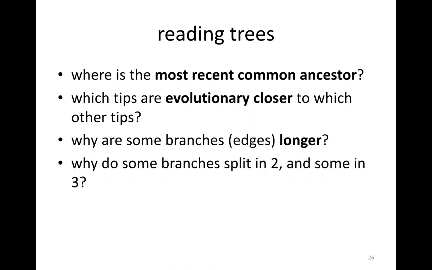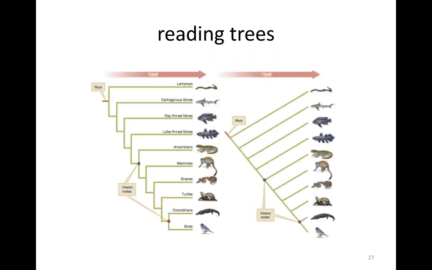Okay, so now we'll be discussing how we read trees and interpret them. For instance, if our question is what the most recent common ancestor of a group of species represented in a tree is, how we interpret the tree, which tips are evolutionarily closer to which other tips, why some branches, also called edges, are longer than others, why some branches split in two, some in three. So these questions we'll be addressing now.